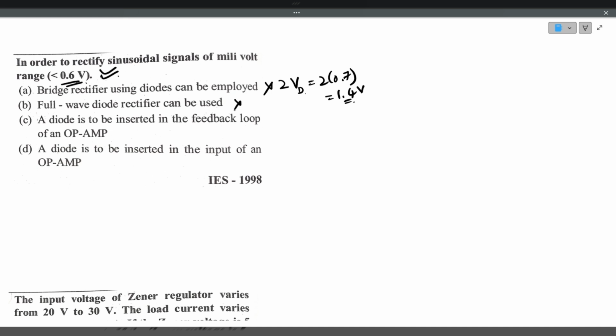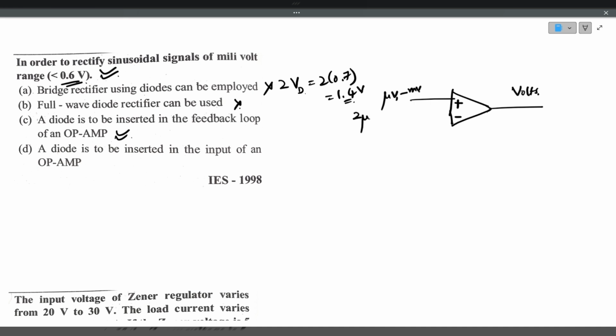Full wave rectifier? No. A diode can be inserted in the feedback loop of an operational amplifier. Yes, this is correct. We have to use operational amplifiers. An op-amp is also called a micro amplifier because it will amplify microvolts to millivolts, to volts. This is plus and this is minus. Input will be in the form of microvolts. Mostly it will be converting the microvolt to millivolt range to the volts level. The output will be in volts.